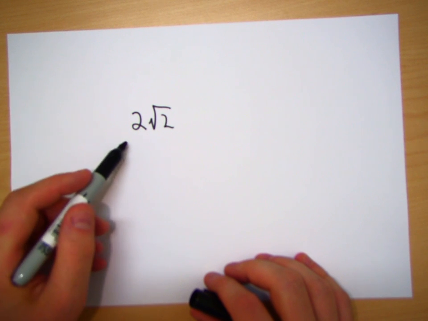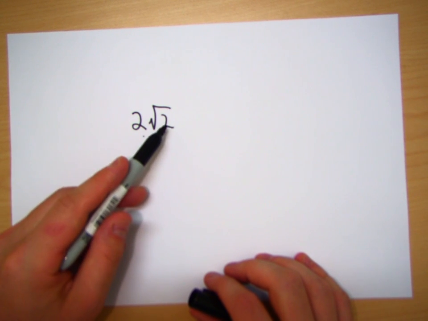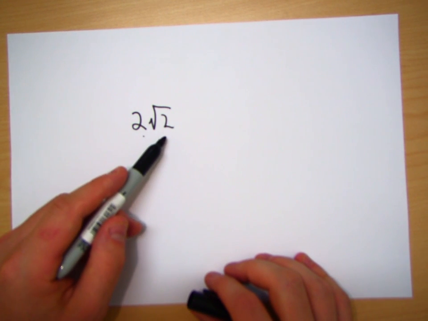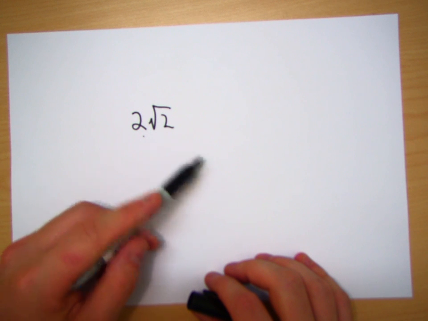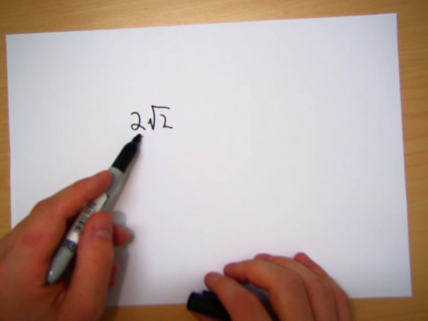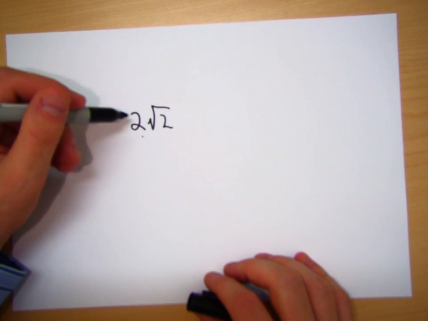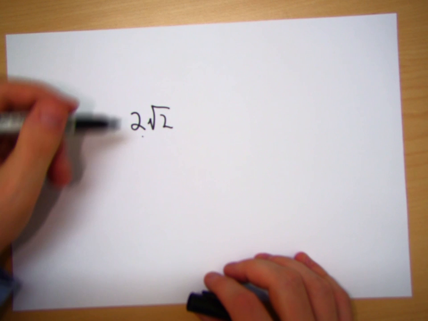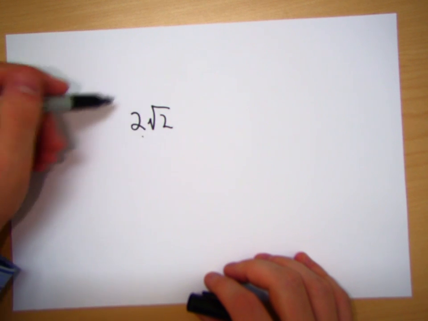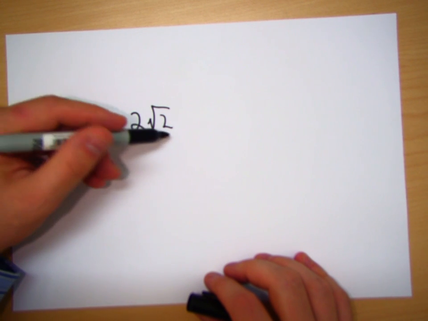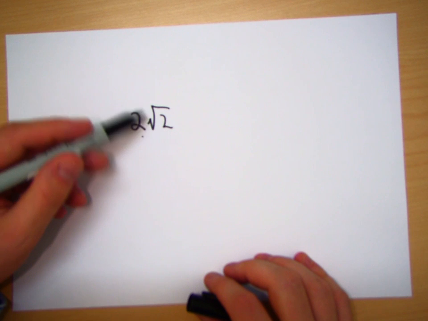2 root 2 means 2 times root of 2. Now, root of 2 is some number. I think it's going to end up being like 1.4 or something, and it keeps going on. But we have 2 root 2 written in radical form. Radical form just means that the numbers are all in the numerator and there's no radical in the denominator. So that's what you want.